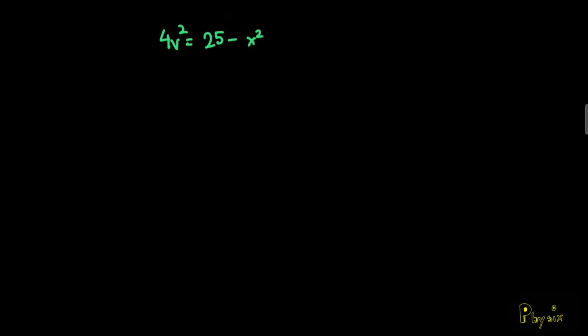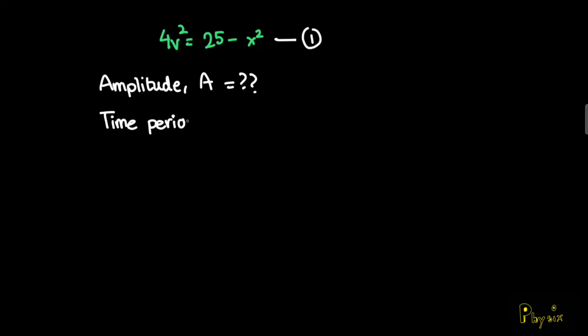How do we actually attempt this problem? First of all, let's label the given equation as equation 1. Now we are here to calculate the amplitude, which we denote as A, and we are also here to determine the time period, which in physics is given by the letter T. So these are our two unknowns.